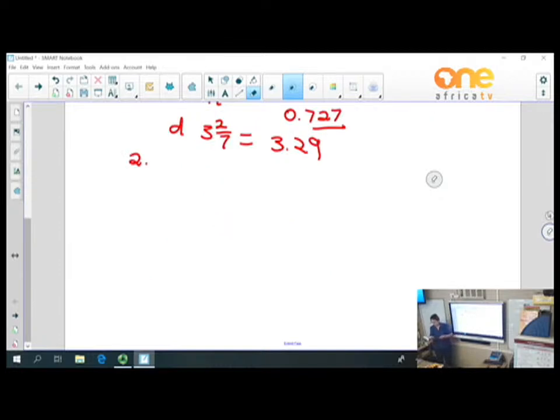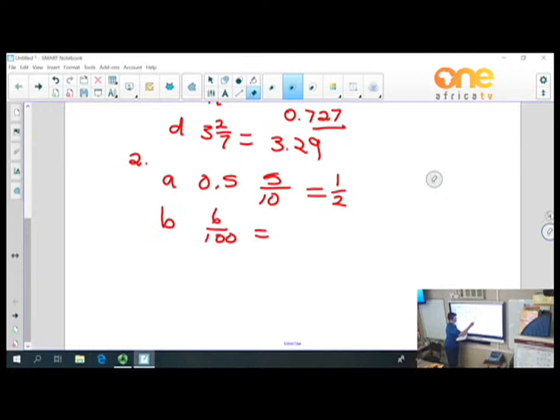Right, now number 2. Give the following decimals to fractions. So now we're doing the opposite thing here. The first one is 0.5. So this is 5 out of 10 because there's one position there, a tenth there, and the answer is then half. You must change it now to a fraction. Okay, so it is correct, but it's not what we asked. Okay, Rumi, number B. This is then 6 out of 100. Which will be what? 3 out of?